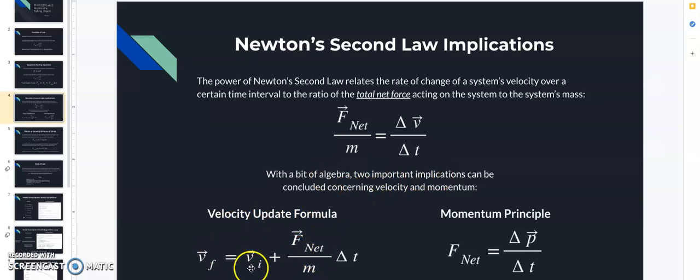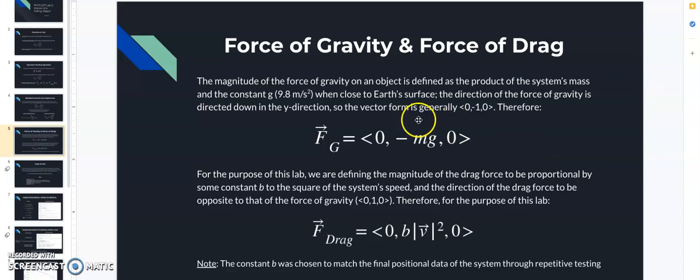We use this velocity update formula in the model, and this is the momentum principle as seen earlier, the fundamental principle. So the magnitude of the force of gravity on an object is defined by its mass times the gravitational constant g when close to Earth's surface, and for the purpose of this lab it is. The direction of gravity is downward in the y direction using this unit vector. So this is the representation for the force of gravity.